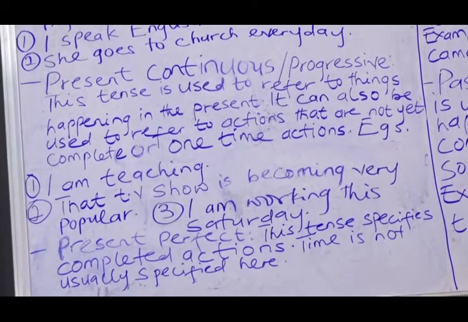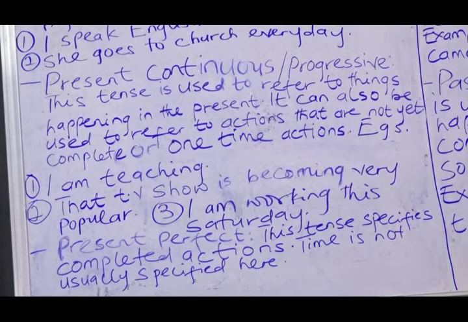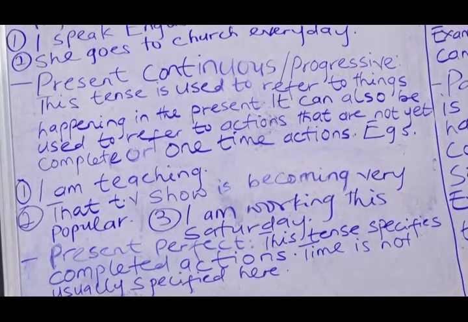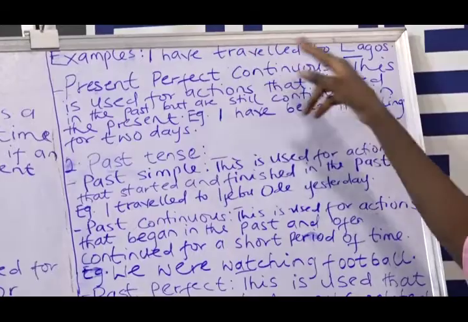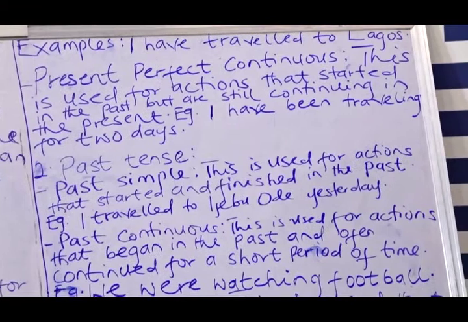Now, we go to the present perfect. The present perfect tense specifies completed actions. Time is not usually specified here. Now, example, I have traveled to Lagos. I didn't say when. So because it is present perfect, I have traveled to Lagos. The time is not specified.